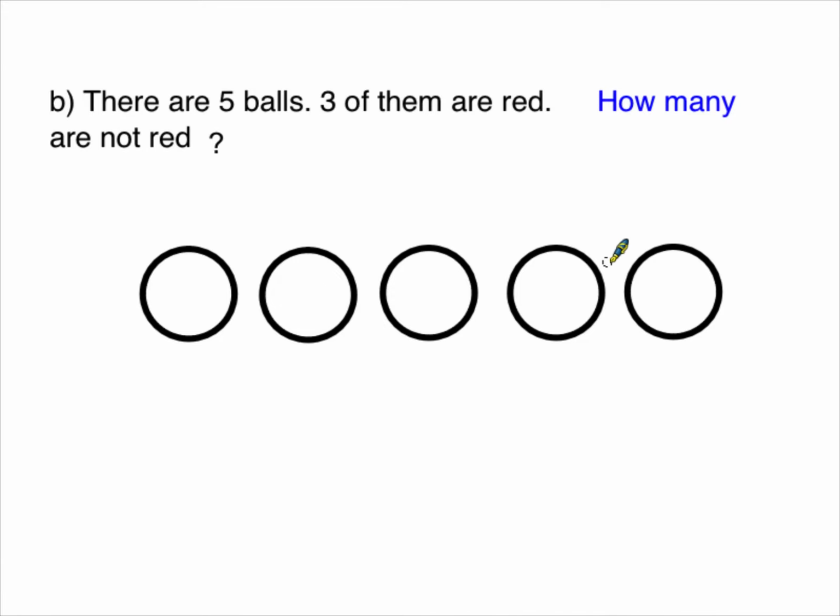I have 5 balls. 3 of them are red. So I could X out 3 of them, or I could just color them in red. How many are not red? 2. I could have X'd them out. It would be the same thing.